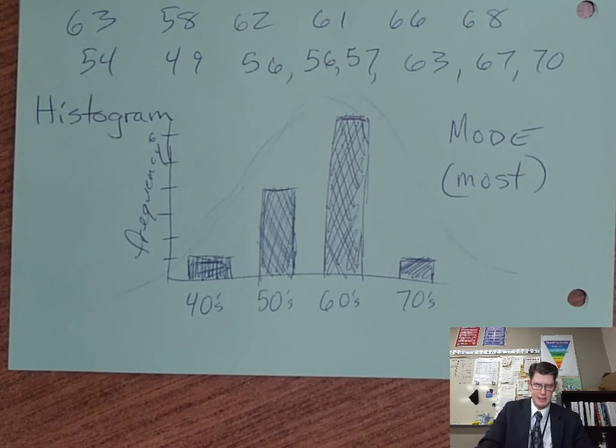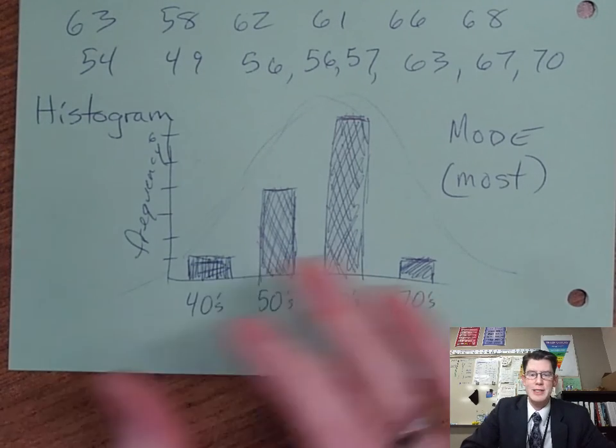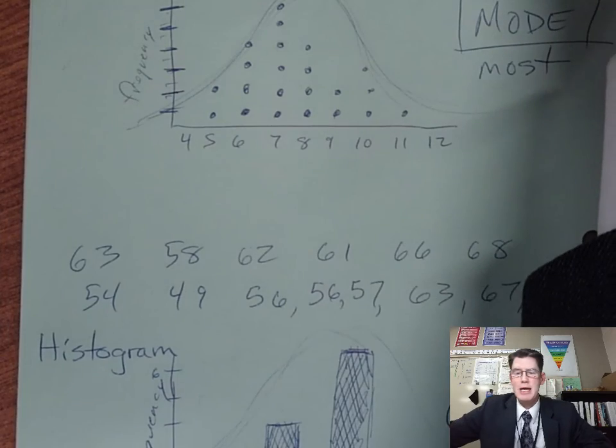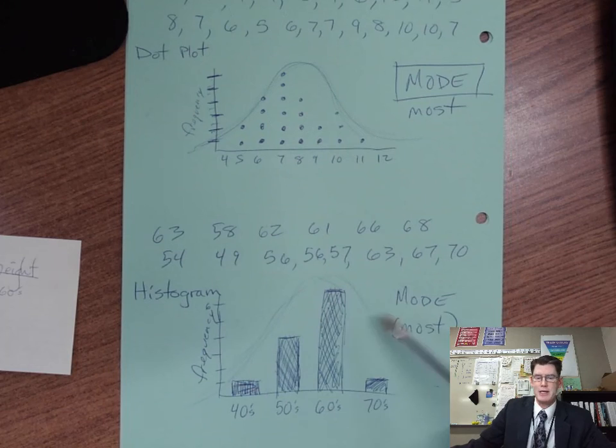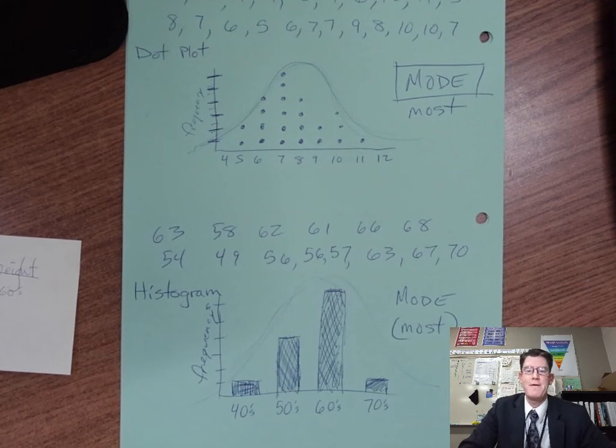And for you guys, it's one in the 60s. That really is the main information for today. So you can just see what a dot plot looks like and what a histogram looks like. You're set for the assignment.